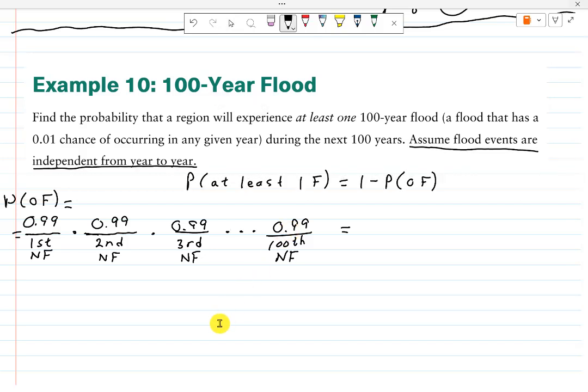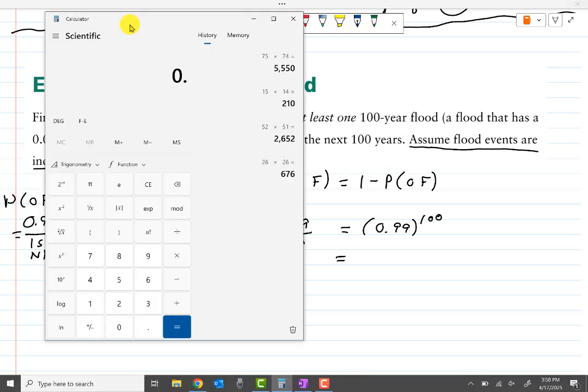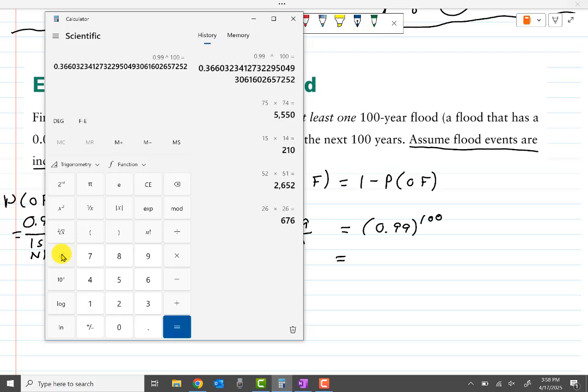So we can do this by doing 0.99 raised to the 100th power. Now on this calculator here, the x to the y button is what you use for an exponent. I'll put 100 and hit enter. I'm going to go to 3 decimal places here. I get 0.366.